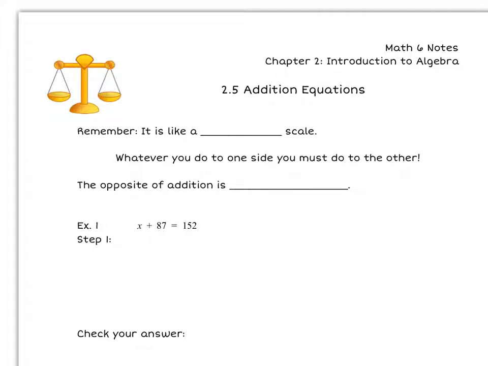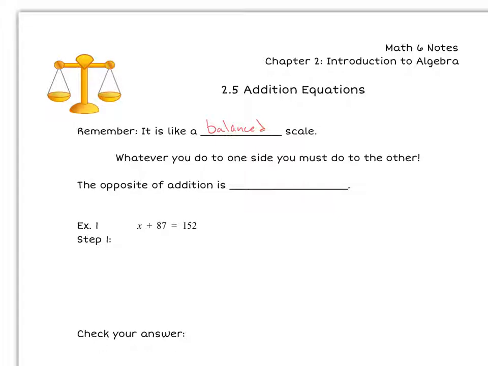Chapter 2, Section 5. Paper in front of you. Remember from yesterday, it's like a balanced scale. So whatever's on one side has to equal the other side.